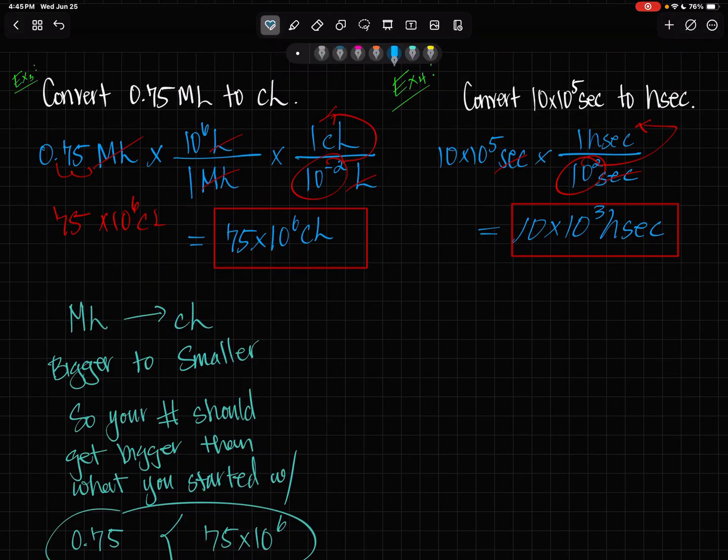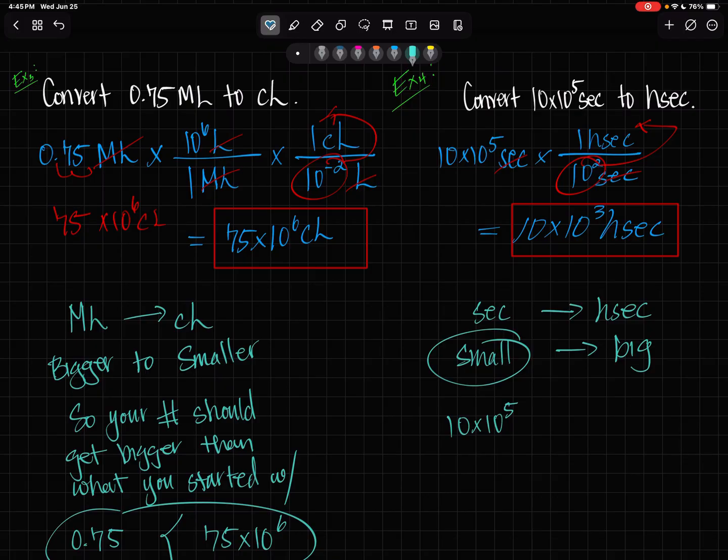So let's check it. You're going from seconds to hectoseconds. You're going from small to big. So your number should get smaller. So let's see. 10 times 10 to the fifth and 10 times 10 to the third. Well, this is bigger, right? 10 times 10 to the fifth is bigger than 10 times 10 to the third, so it does get smaller. 10 times 10 to the third is smaller than what we started with. So it checks out.